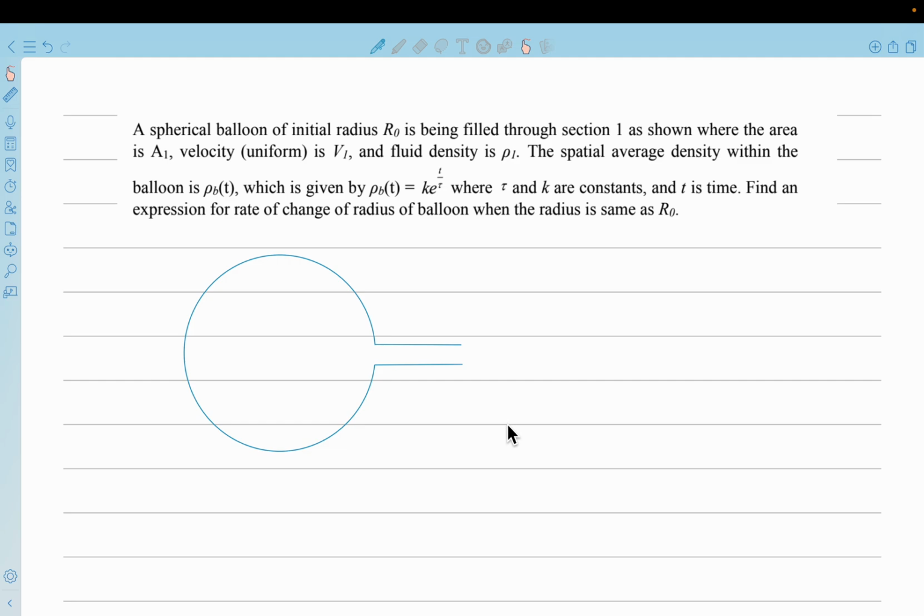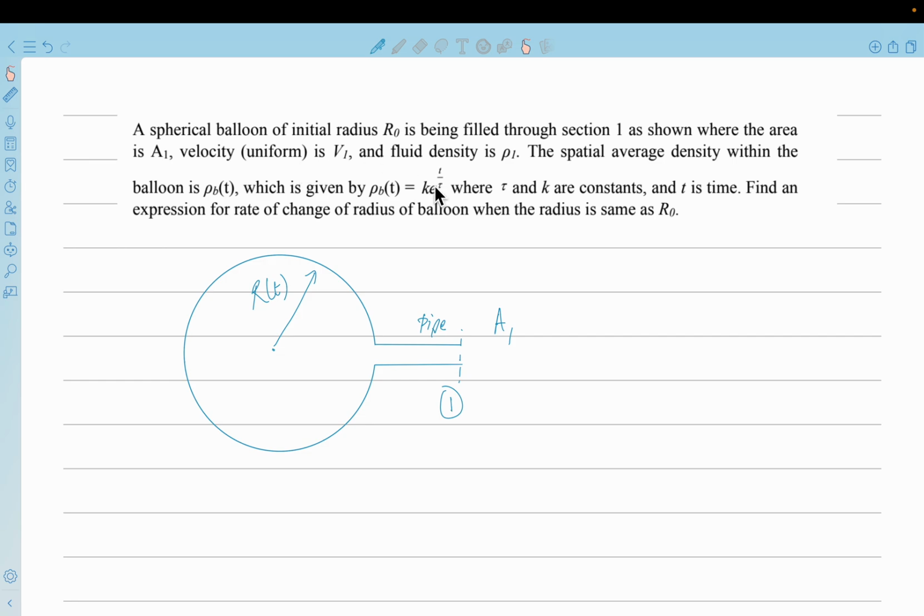We have a spherical balloon, which is what is drawn here, and there is a pipe which is inserted into the balloon, and this we demarcate as section 1. At any time there is some radius of the balloon, so radius is a function of time. Initially we start with r0 radius and the balloon is being filled with fluid from section 1, and the area at this location, A1, is given to you.